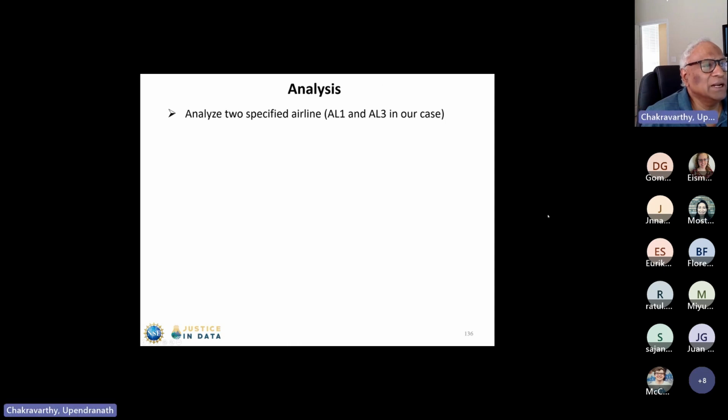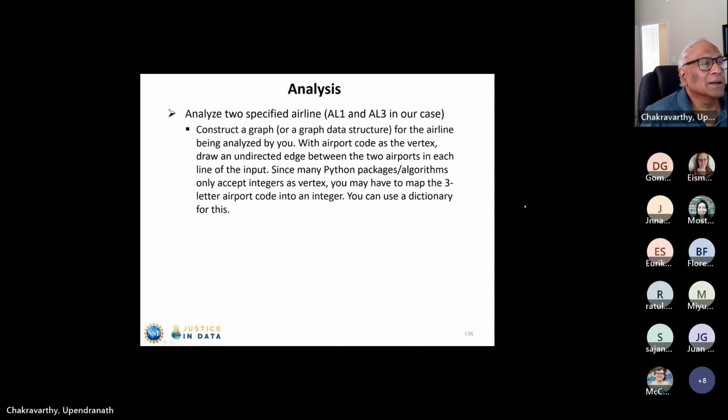So the analysis that we asked them to do was to analyze two specified airlines given to them. Construct a graph data structure for the airline with the airport code as the vertex, and draw an undirected graph between 2 points in each line. Since many Python packages only accept integers as vertices, you may have to map the 3-letter code. You can use dictionary information.